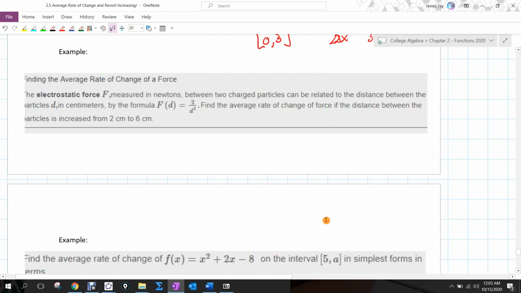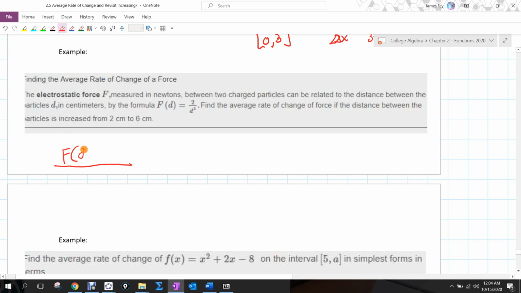Alright, so this one talks about the average rate of change of a force. It says the electrostatic force, capital F, measured in newtons between two charged particles, can be related to the distance between the particles d in centimeters by the formula F of d equals 2 divided by d squared. It says find the average rate of change of force if the distance between the particles is increased from 2 centimeters to 6 centimeters.